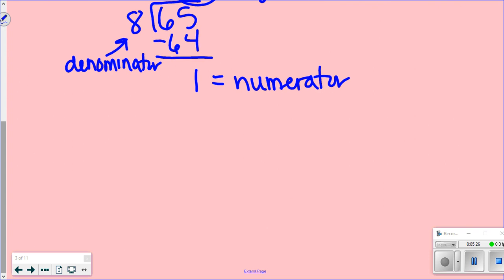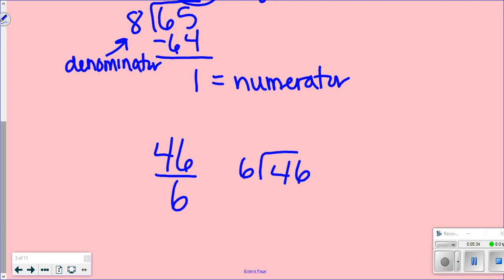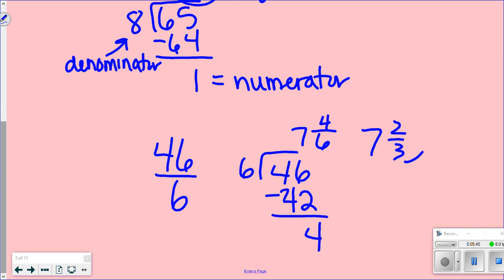Let's say you have 46 over 6. Let's say that's your improper fraction. Remember, you just do 46 divided by 6. Let's see, it goes in 7 times. I'm left with 42. I get 4 left over. 4 becomes my numerator, 6 becomes my denominator, and I can reduce to 7 and 2/3.